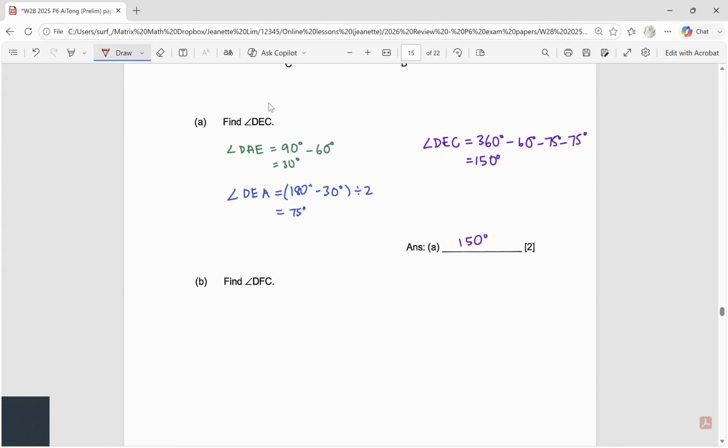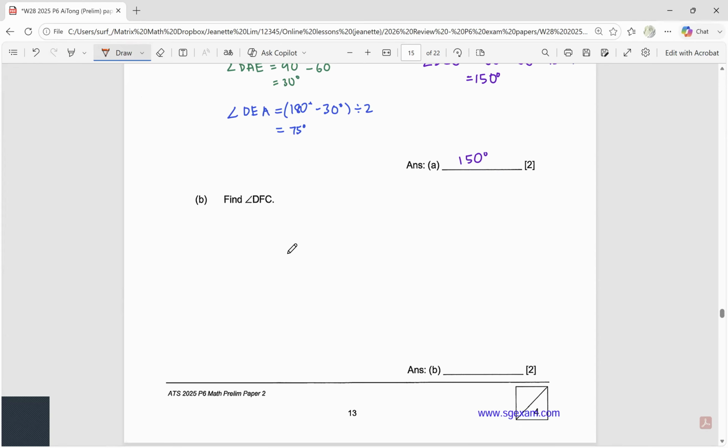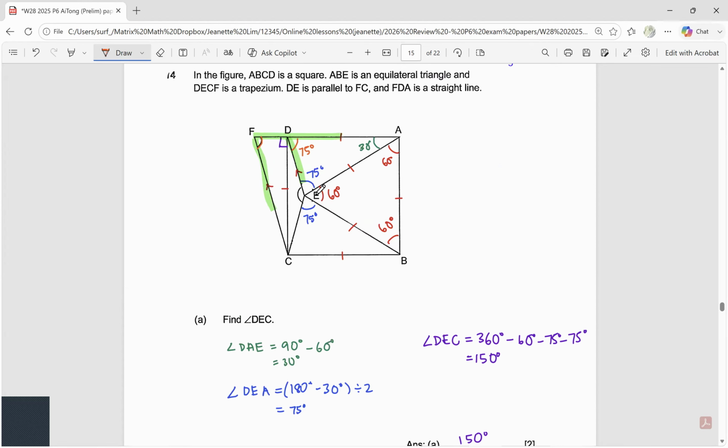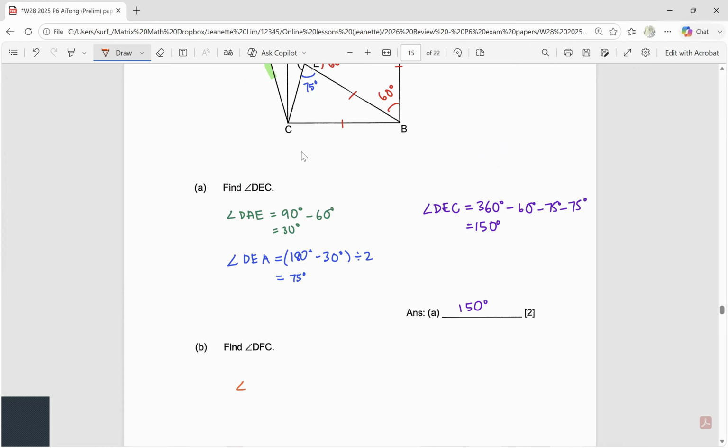Okay, since it's a 2 mark question, then we should just write down. If you just write the answer, it looks like, look, okay, ADE, because this is 75, we already found, right? Isosceles triangle, so ADE is also 75.